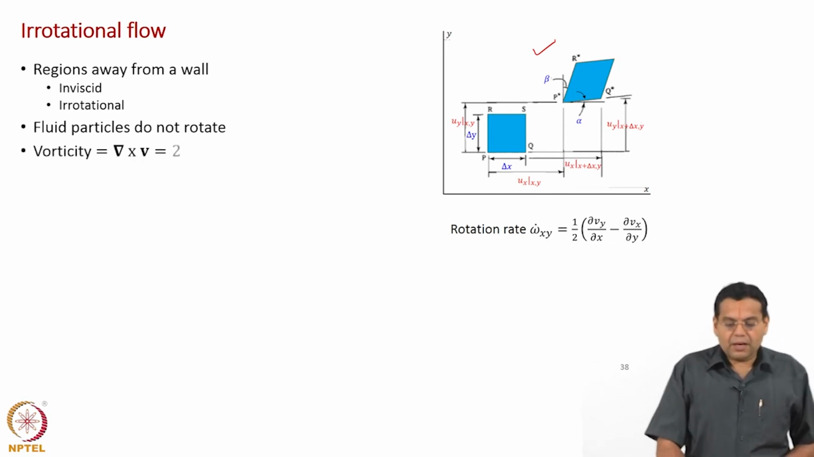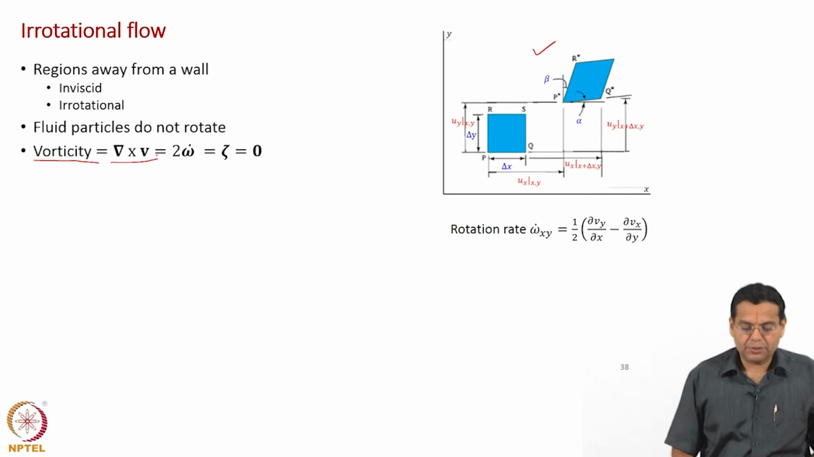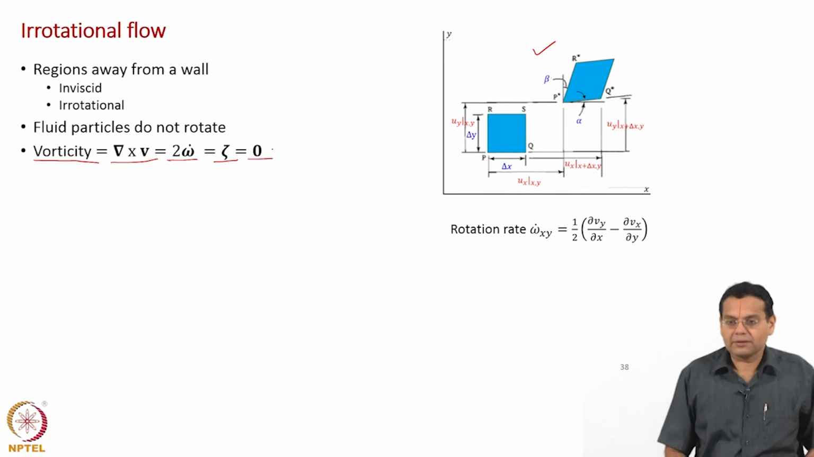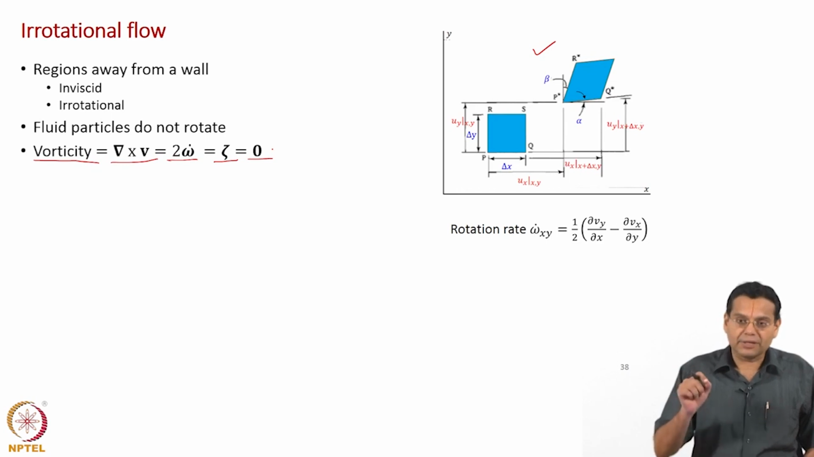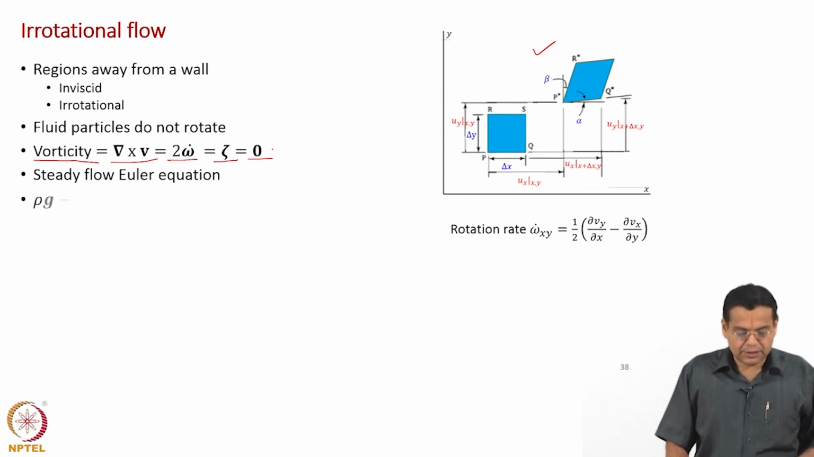How do you quantify it? We have seen vorticity is given by del cross V, the curl of the velocity vector, which we said is 2 times the rate of rotation vector, and the vorticity vector is equal to the 0 vector. That is how we quantify irrotational flow. So, del cross V represents rotation, and since we are considering flows which are inviscid and irrotational, the vorticity is the 0 vector. We started with the steady flow Euler equation, so we will do that here as well.